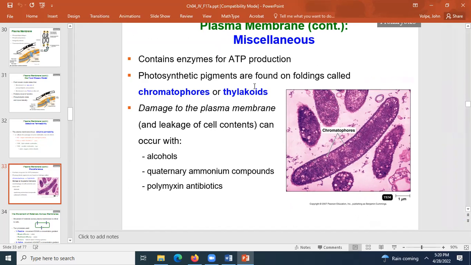All right, damage to the plasma membrane will leak the contents of the cell, the cytoplasm, out. And you can damage the plasma membrane with alcohols, quaternary ammonium compounds, and polymyxin antibiotics like polymyxin B. It puts a hole in the membrane, and then the cytoplasm can leak out. That will kill the cell. Any question about that?